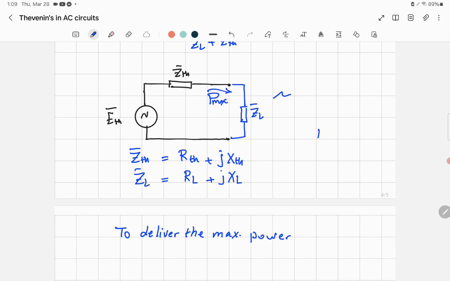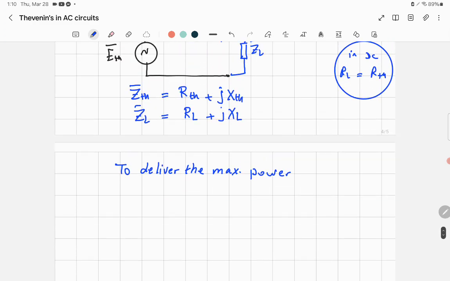When we have DC, R Thevenin is equal to R, I'm sorry, the other way around. The resistance of the load should be equal to the resistance of Thevenin. That's in DC, not here. That's in DC. Just to remind you.